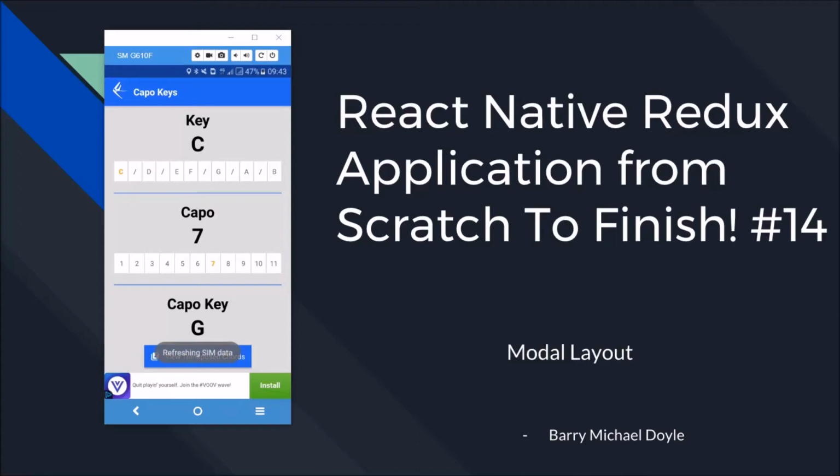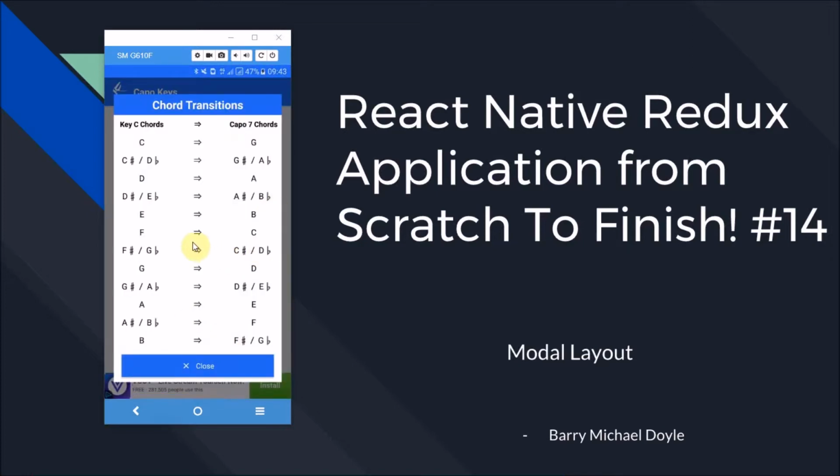What is up, guys? It is Barry Michael Doyle here, and we are doing part 14 of our React Native Redux tutorial for developing this Capo Keys application from scratch to finish. Now, if you've missed the previous video, just check out the card on the top right-hand corner over there. And what we did in the previous video was we created this view, we created the modal for the view transposed chords. So if we hit that button, a modal popped up. Now this is the finished application, so this is what we're aiming to do today.